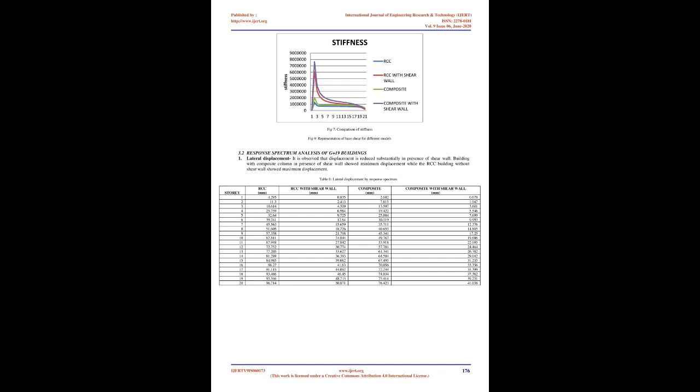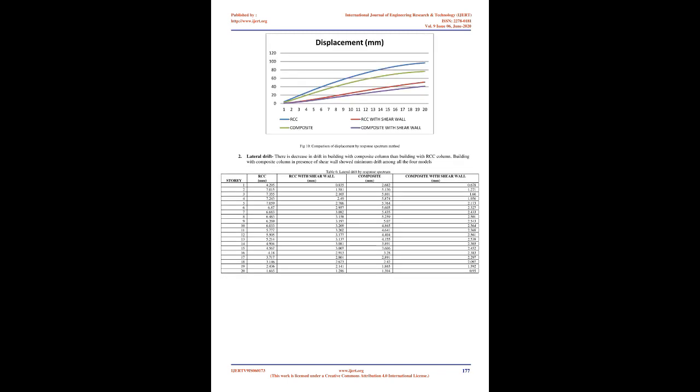3. Results and discussions. Equivalent static method and response spectrum method are used to analyze the results of all 4 models. Loads are calculated and distributed as per IS 1893:2016 and results obtained are compared as per the following parameters. 3.1 Static analysis of G+19 buildings.